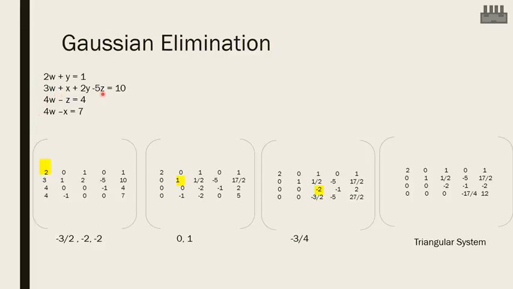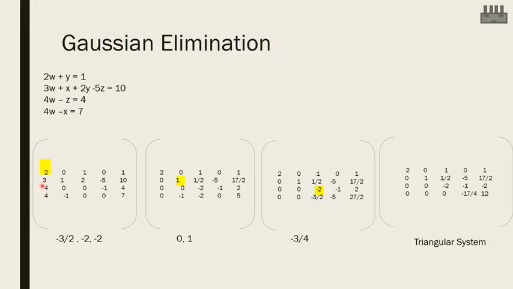There are four equations with four variables w, x, y, and z. And to start with, we'll represent them in the form of a matrix like this. At this point, it is important to know that the matrix is just a notation, right? So if you look at the first row, that represents the first equation, which basically says 2 into w plus 0 into x plus 1 into y plus 0 into z equal to 1.